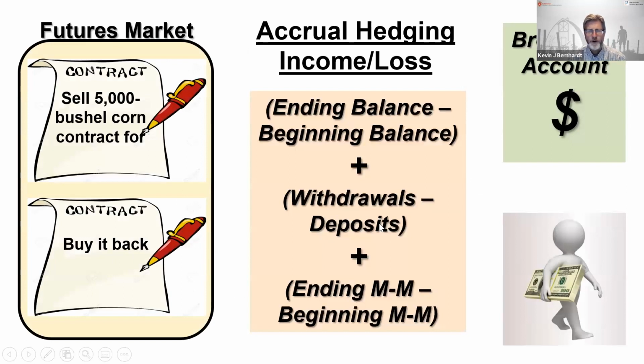So here's how that formula looks. The beginning part, again, I'm just focusing on the middle part here. The first two parts are the same as what we had for the cash income statement. So it's the ending balance of the brokerage account minus the beginning balance of the brokerage account, plus withdrawals that we've made minus deposits. That's the same as before. But now with the accrual income statement, we want to add this last part, which is the ending mark-to-market value of any open positions that we have, minus the beginning mark-to-market value of any open positions we might have.